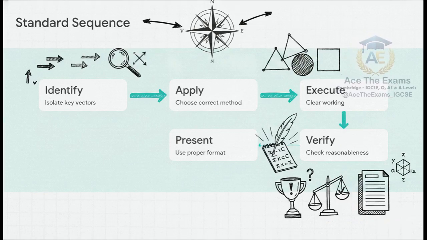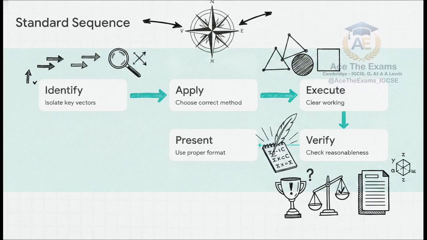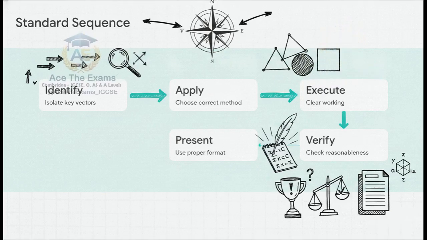You need to consciously choose the right mathematical method. Are you proving lines are parallel or intersecting? Pick the right tool. Step 3, execute. Execute the analysis with crystal clear working. No messy scribbles in the margins. Step 4, verify. Listen to me, this is crucial. If you found lambda and mu using the i and j components, you absolutely must plug them into the third component, the k component, to prove the lines actually intersect. Step 5, present. Present your final answer using strict conventions and proper terminology.